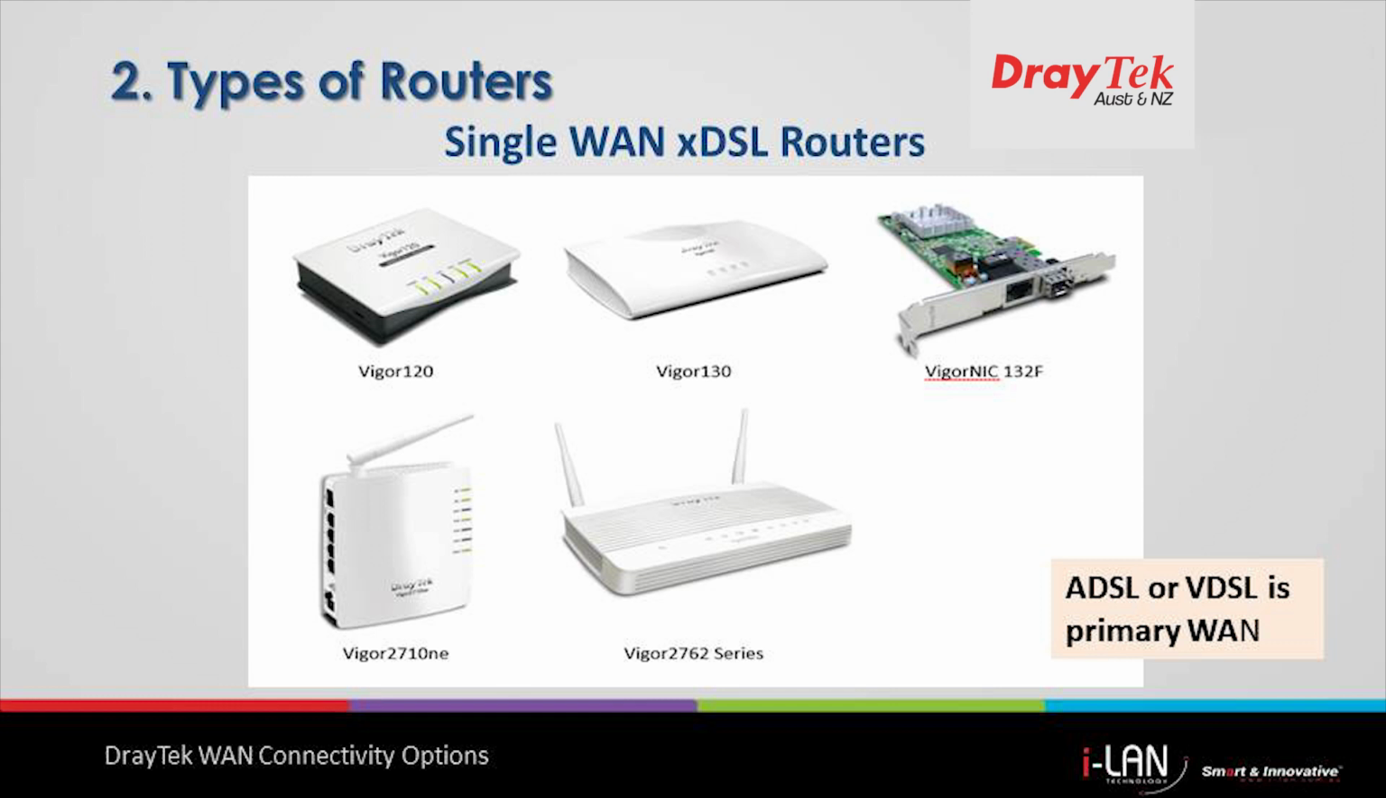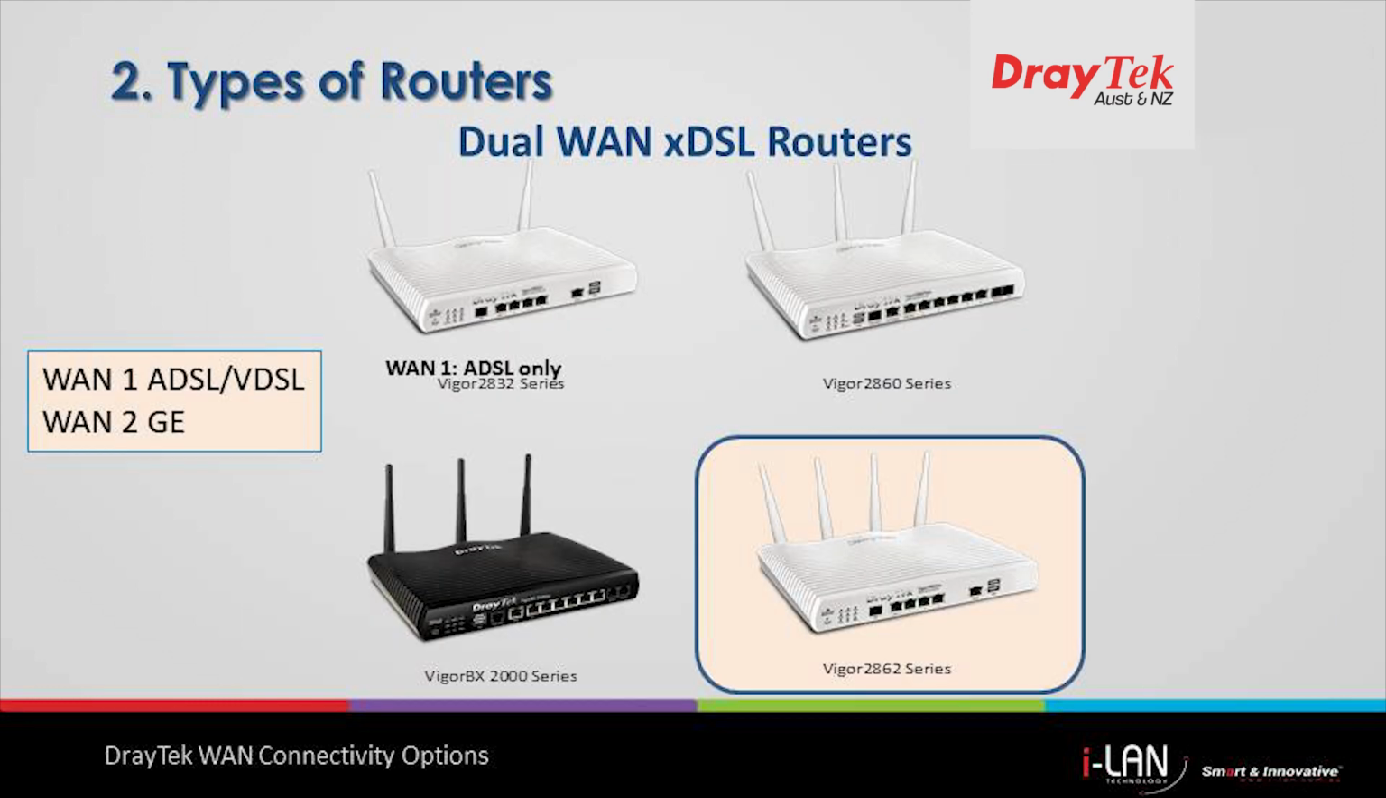Single WAN DSL routers can have either ADSL or VDSL as the primary WAN interface. Some of the models in this category are the Vigor 130 and the Vigor 2762 series routers. Dual WAN routers such as the Vigor 2862 series support ADSL, VDSL, Ethernet and LTE WAN connectivity options.